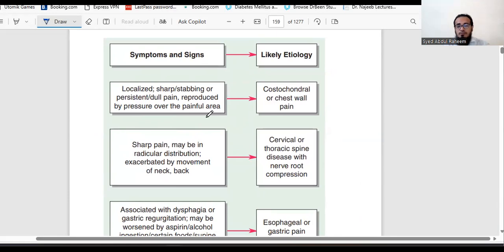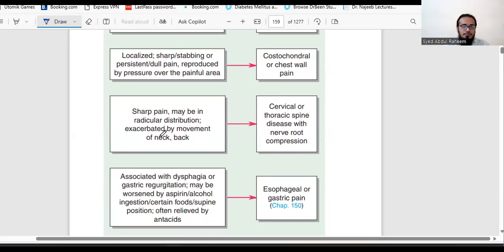It is reproduced by pressure over the painful area. So this type of sign and symptoms is due to chest wall pain, involving the muscles of the chest wall or ribs. Okay. And if you have sharp chest pain that is coming from another part of the body, or if you move your neck and the pain increases in the chest region, it gives us the idea that the patient has cervical or thoracic spine disease.